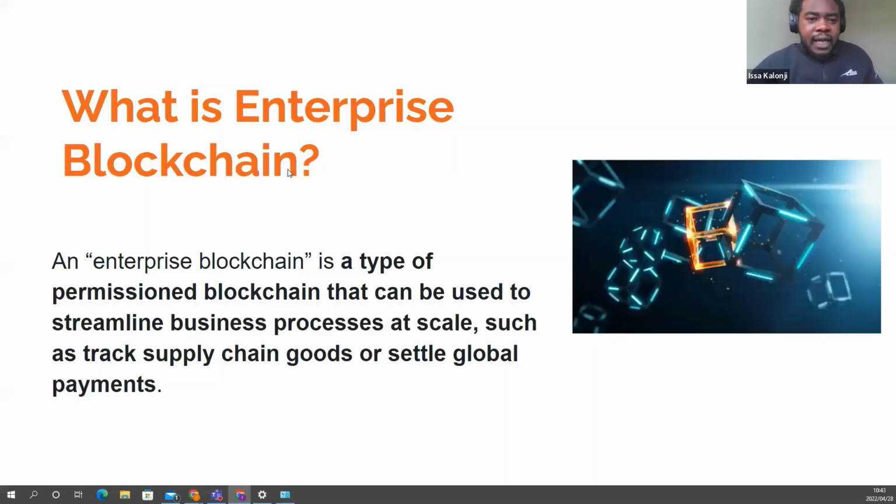Okay, so introduction to enterprise blockchain. What is it? Enterprise blockchain is a type of permissioned blockchain that can be used to streamline business processes at scale, as well as track supply chain goods or settle global payments. Now, why is this important? It is important because of the ability blockchain gives enterprises and businesses to collaborate with each other on the blockchain, which would make it easier for businesses to scale and to streamline their processes.